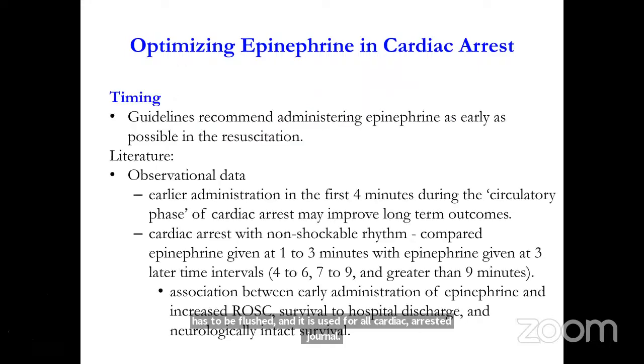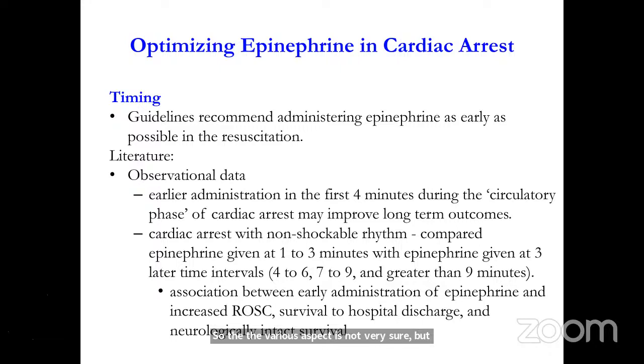The various aspects are not very certain, but there is literature that says earlier administration in the first 4 minutes, during the circulatory phase, which I mentioned in the beginning itself, may improve the long-term outcomes, when the patient is moving from the electrical phase of disorganized rhythms to ischemia onset. This is a time where it will work maximally rather than in the metabolic phase. Hence, whatever benefit it has should be given at the earliest. And that's why the integration of comprehensive cardiopulmonary life support is important. That's the importance of Code Blue, and the importance of team dynamics that has been emphasized time and again.